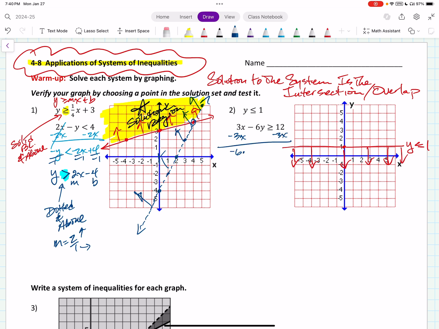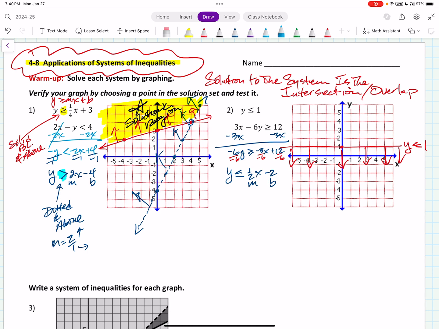So I get negative 6y is greater than or equal to negative 3x plus 12. Divide by negative 6 on all terms. Simplify. So we have y less than or equal to, switch the inequality here. Whenever you divide by a negative, like I did on the first one here, you have to switch the inequality. 3/6 is 1/2 x, and then 12 divided by negative 6 is negative 2. So I see the slope and the y-intercept there.